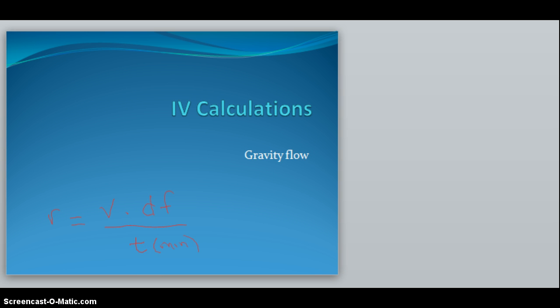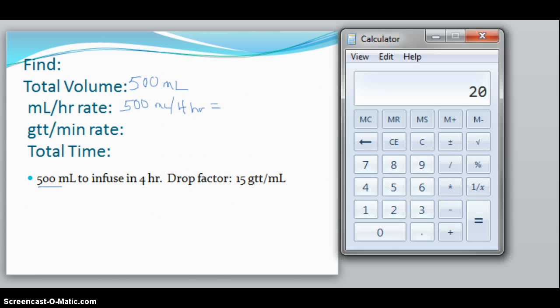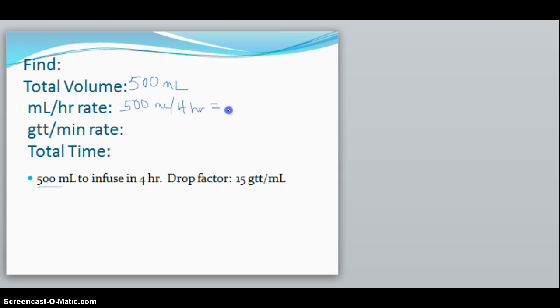Let's take a look at several problems. For our first one, we're asked to find four different things, and we're given just a few pieces of information about our IV. The total volume is given to us right here, 500 milliliters, so I can complete that question without any math. For the milliliter per hour rate, I have the hours here, so I just take the milliliters and divide by the hours, because those are the labels. Let me do my calculator here so you see it: 500 divided by 4 equals 125 milliliters per hour.